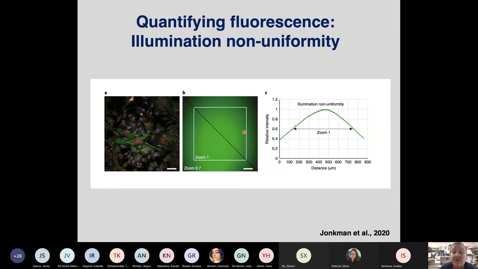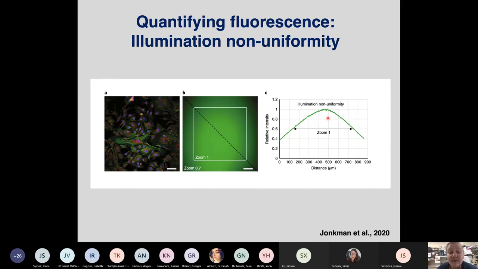Illumination non-uniformity. So, if you do conventional fluorescence microscopy and the lamp is not properly adjusted, again, if you get your number from the periphery or you get your number from the center, it will affect your number. So you have to be careful about that. And there are all kinds of pitfalls that can happen when you want to quantify fluorescence.